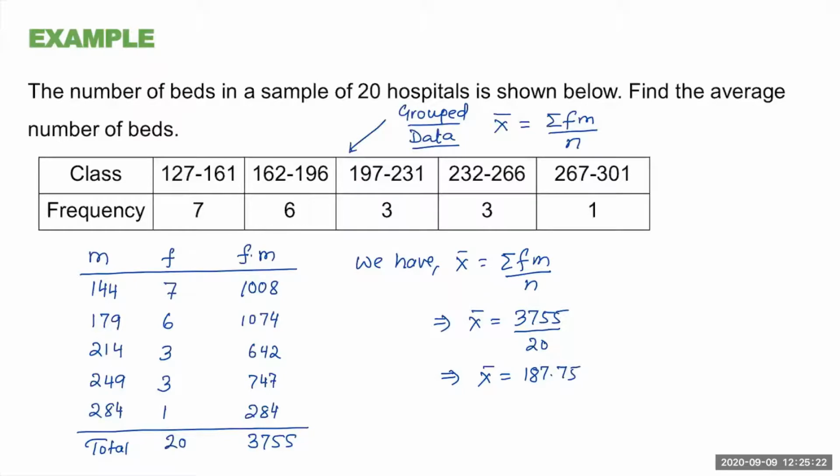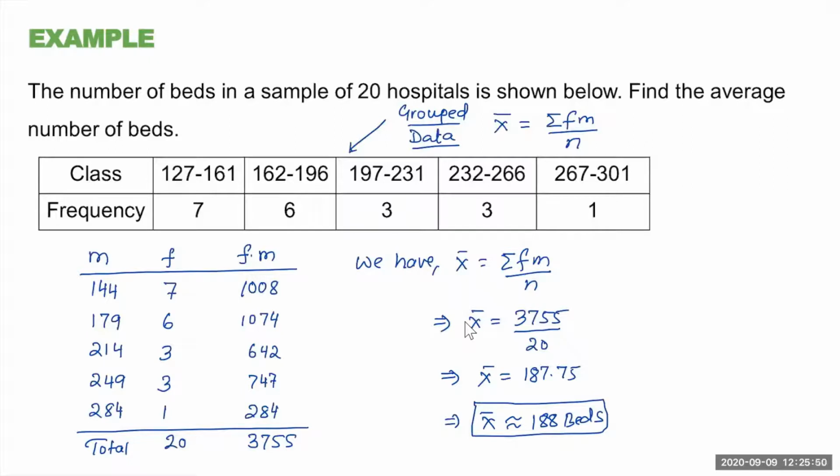187.75. Now if you look at the problem here, we are calculating the average number of beds. So when you're looking at number of beds, it cannot be a decimal. So we have to change this to the nearest whole number. When I say 187 point something, it is the same as 188 beds. So that is the average number of beds in those 20 hospitals.